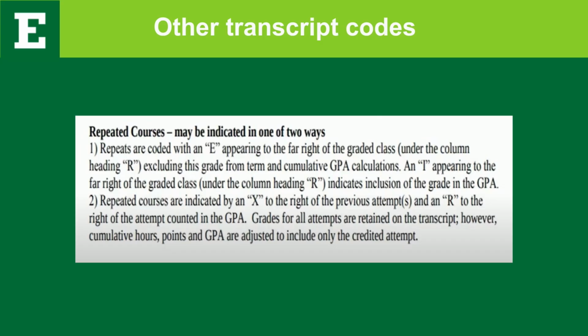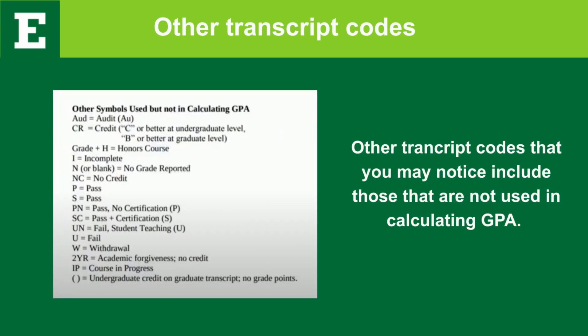If the course has been repeated as excluded from GPA calculations, it will be indicated with an E. If the course has been repeated as included in GPA calculations, it will be indicated with an I. Other transcript codes that students may notice include those that are not used in GPA calculation, such as I for incomplete, NC for no credit, and W for withdrawal.